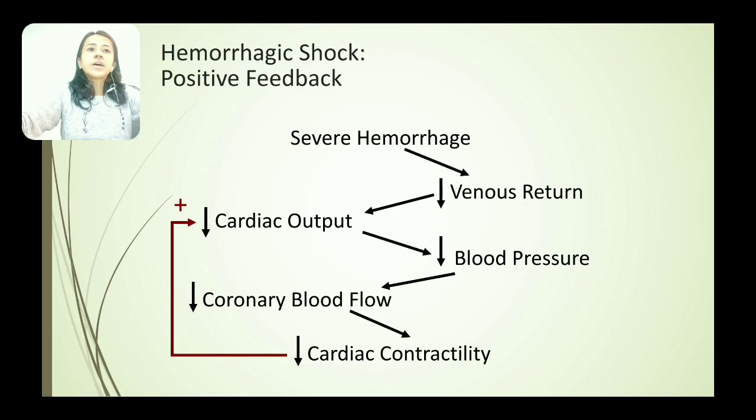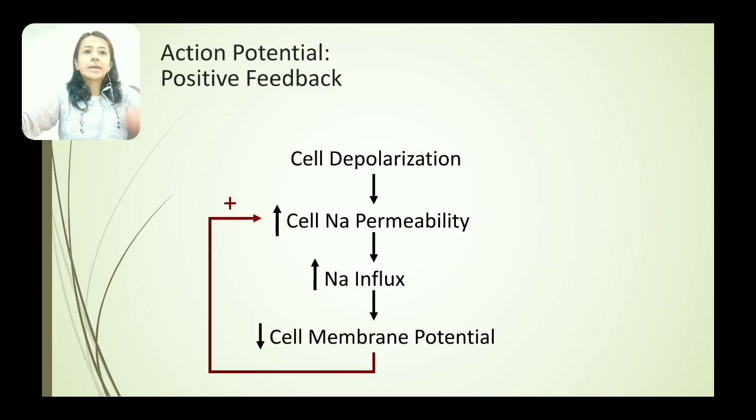Whenever there is severe hemorrhage, venous return to the heart decreases, and as the venous return decreases, cardiac output also decreases, which results in a decrease in the blood pressure. And when the blood pressure decreases, coronary blood flow is reduced, and coronary blood flow reduction decreases the cardiac contractility, and when the cardiac contractility decreases, it ultimately decreases the cardiac output. So this is a positive feedback.